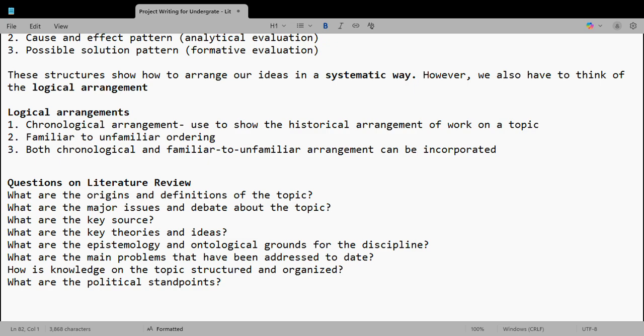Then the next one, what are the key theories and ideas, as earlier mentioned in my explanation? What are the epistemological and ontological grounds for the discipline? What are the main problems that have been addressed to date? How is knowledge on the topic structured and organized? What are the political standpoints? So once you as a researcher are able to answer these questions, then your literature review is okay to go.